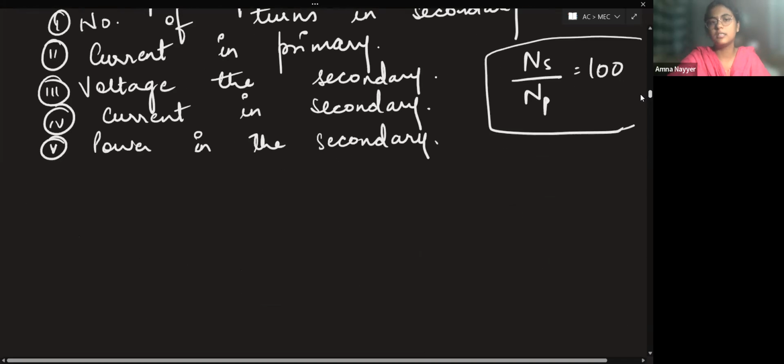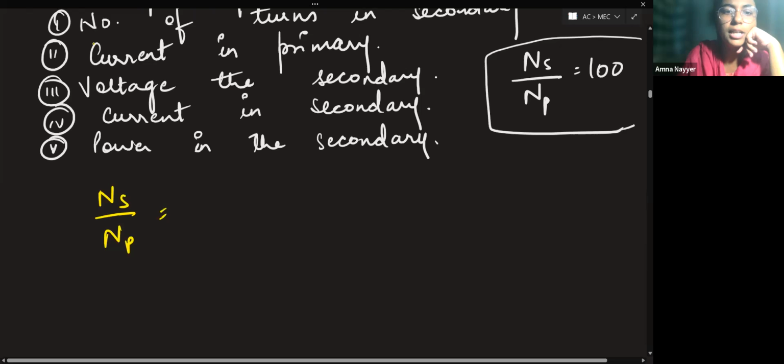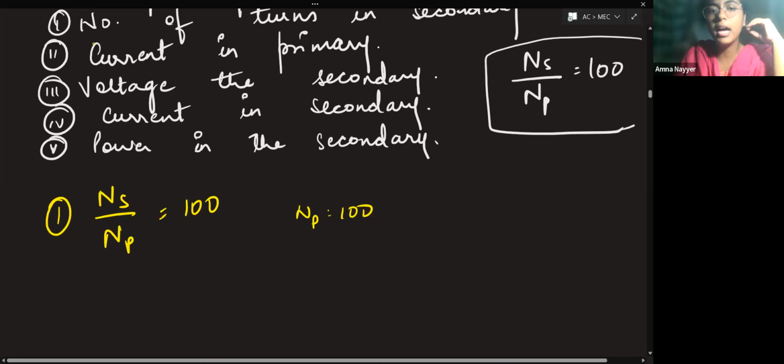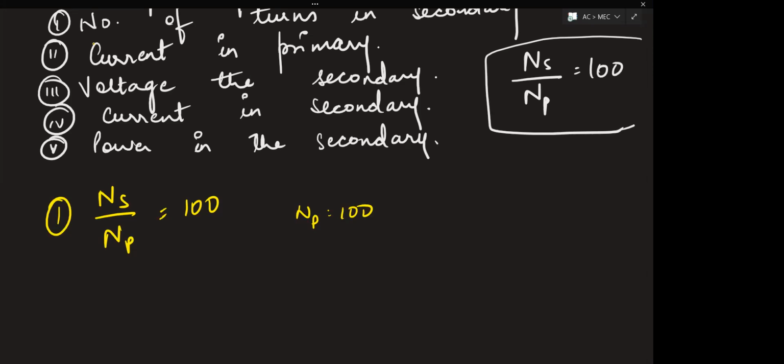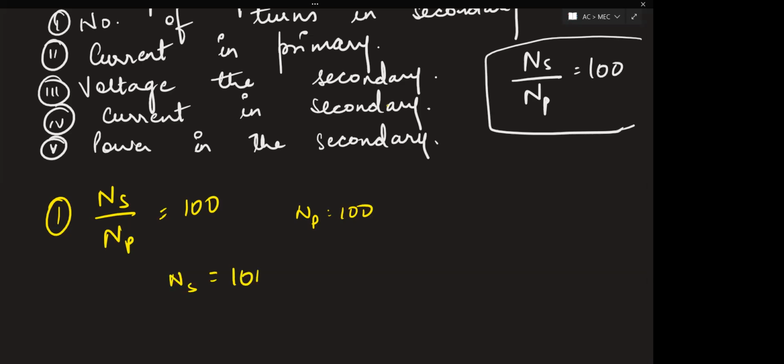See, number of turns in the secondary. So for the number of turns in the secondary, we write NS divided by NP, which is given to us as 100. And NP is already given as 100. So in the first part, yes, Eba, first part, 10,000, right. So NS will be directly equal to 100 multiplied by 100, which you can write as 10 to the power 4 turns. So these are the turns in the secondary. This is the answer for the third part.